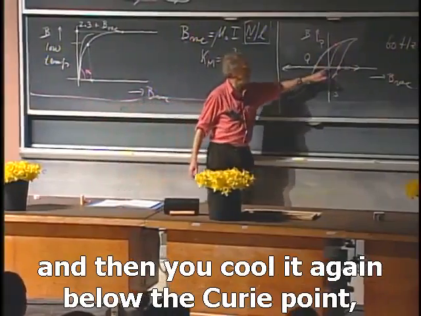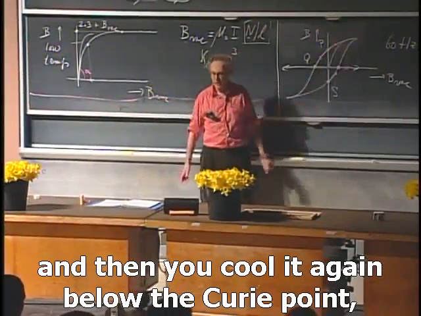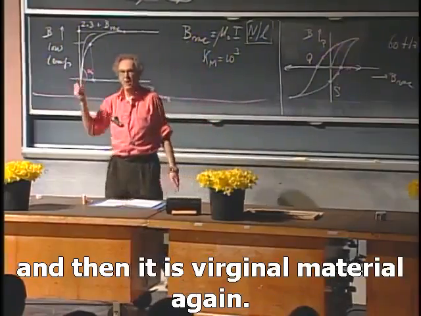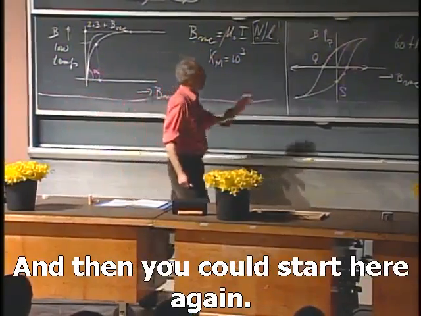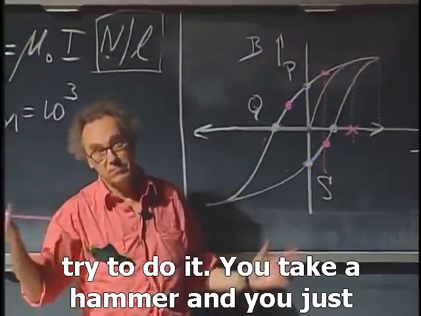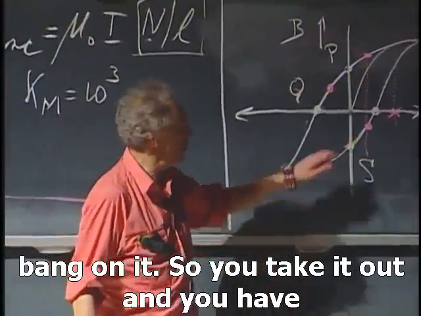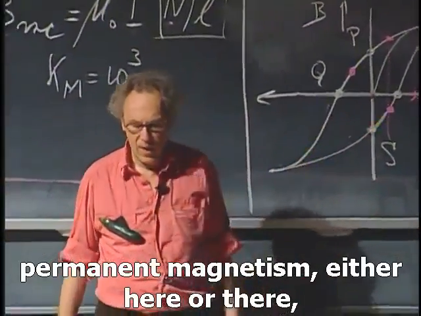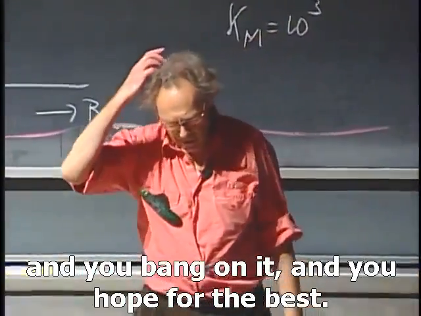And then you could start here again. That's one way you could do it. There's another way you could try to do it. You take a hammer and you just bang on it. So you take it out, and you have permanent magnetism, either here or there, and you bang on it, and you hope for the best, and maybe you can get it back to here. There's another way, which we call demagnetization.